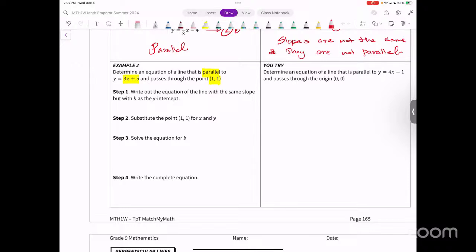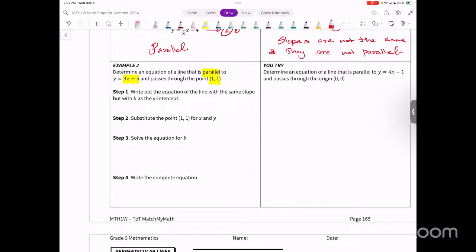Could you repeat the question again? Where were you when I asked the question? I heard something about slope, but I wasn't able to hear the full question. Okay, can you hear me? Let me ask. Yeah. Okay.